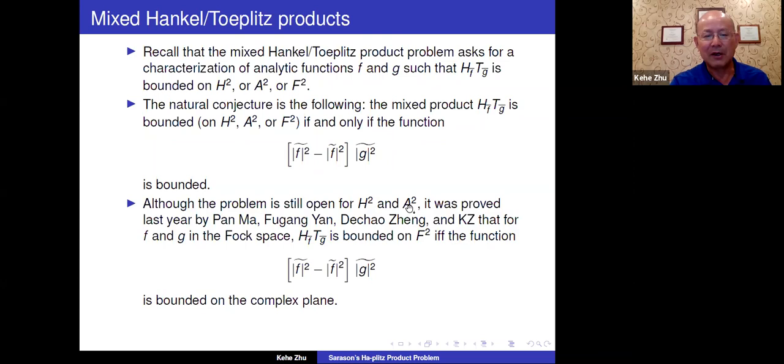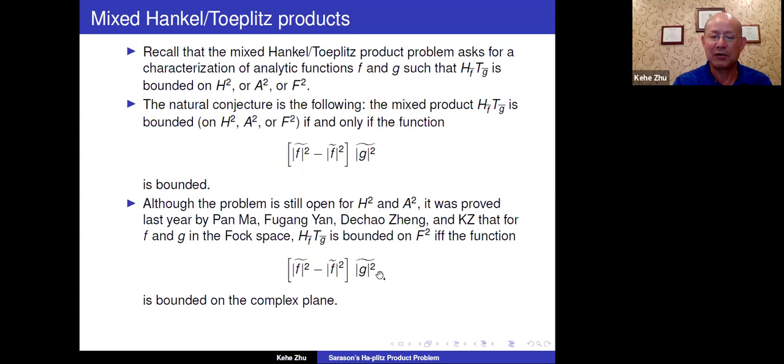For H2 and A2, I want to mention that the problem is still open. One direction is known, namely if the operator is bounded, then the function is bounded. The other direction, there's no proof and there's no counterexample. And then for the Fock space, again, the same group over here, me and Dechao Zheng and his two students, we were able to settle this problem completely for the Fock space. We proved that the conjecture over here is actually true.